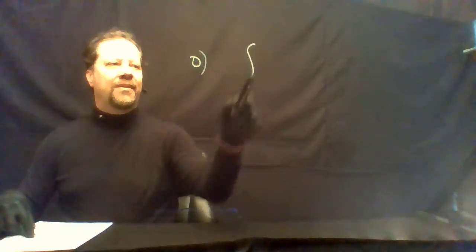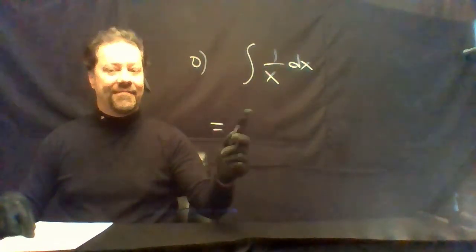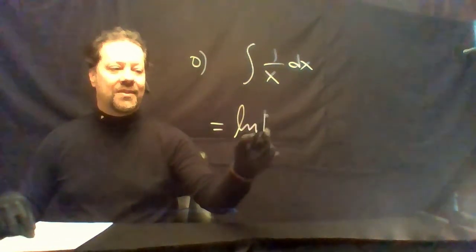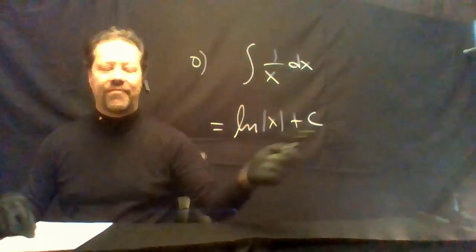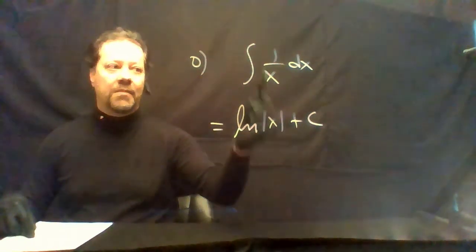On part O, you're integrating 1 over x dx. You're supposed to just remember that the answer is log absolute value of x plus c. But you can also see this from the fact that the integrand is in the form f prime over f.